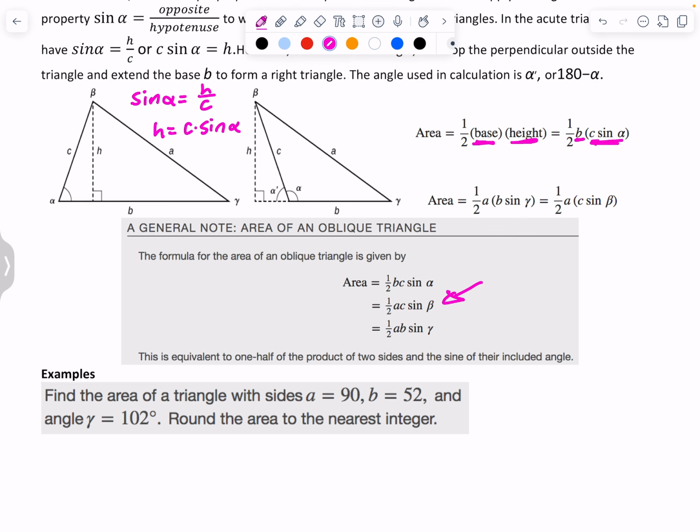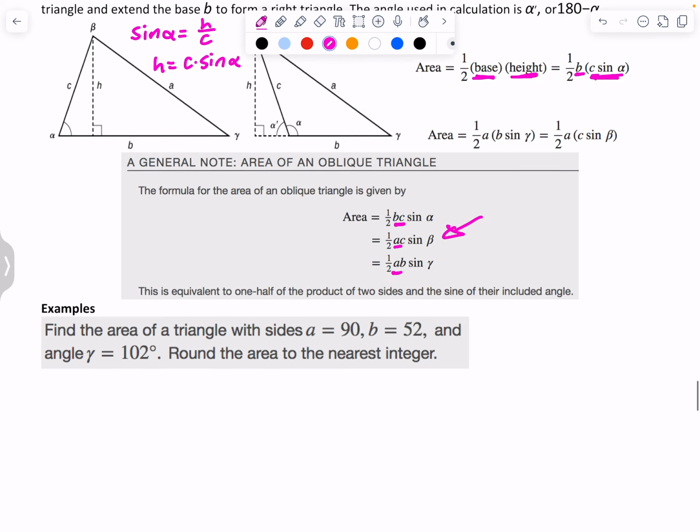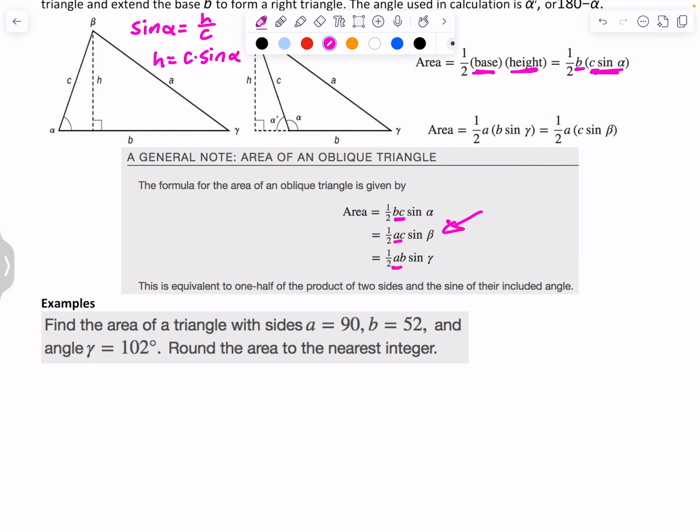All right, so here are the formulas. Notice that the two that are out front are the ones not associated with the angle given. Like sine alpha, then we get BC and no little a. Sine beta, I have AC, no B. Sine gamma, I have AB, no C. All right, so they said find the area of a triangle, and they have A, B, and gamma, the angle. So I have to find my third side.